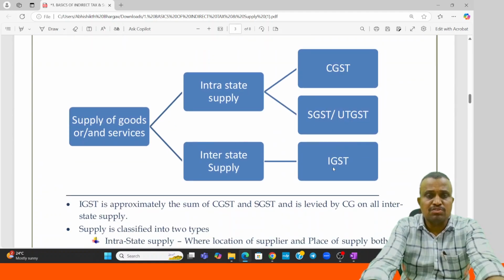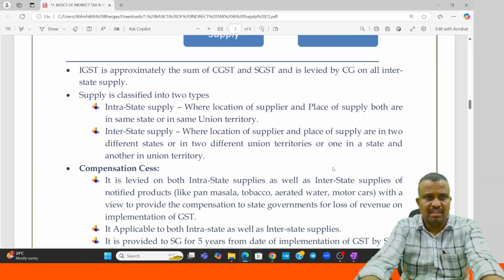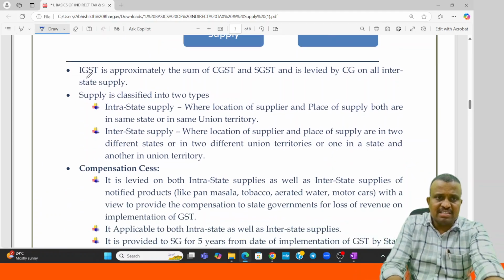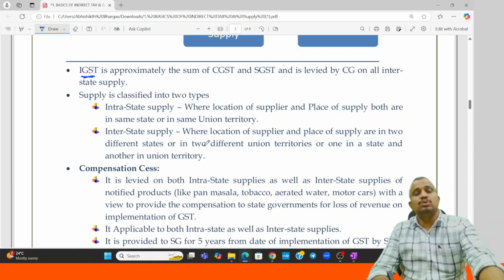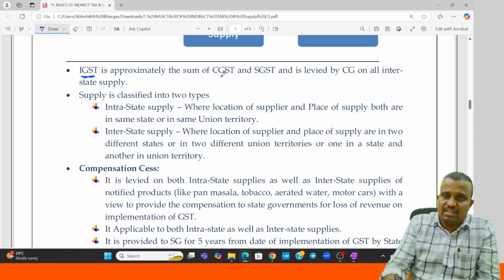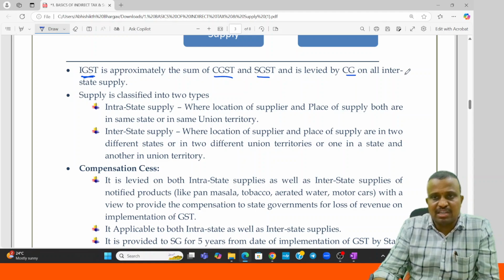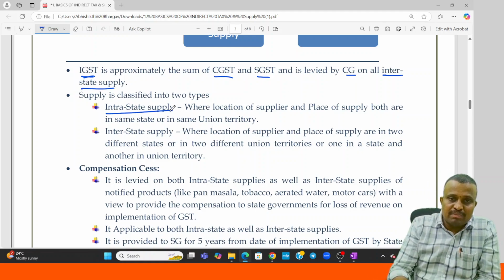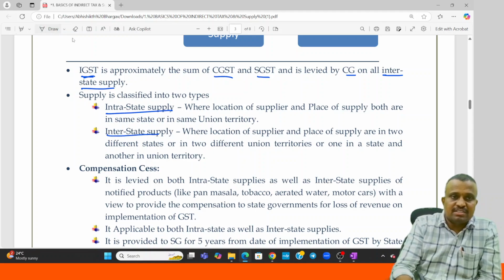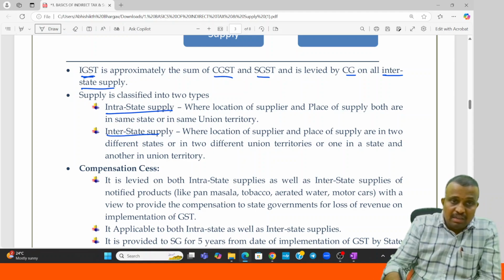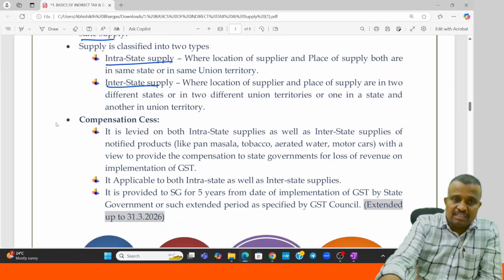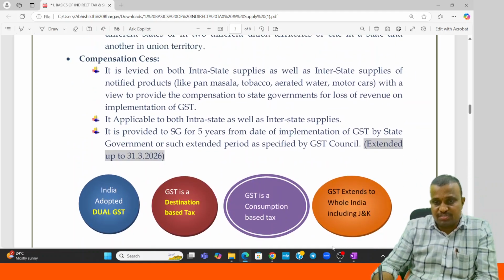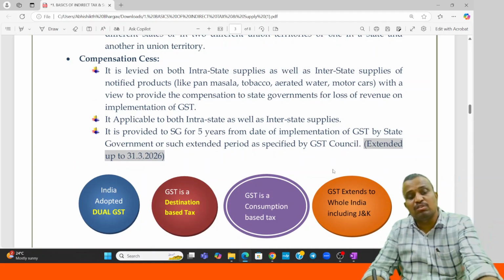Okay. So intrastate and interstate. Here IGST stands for Integrated Goods and Service Tax. It is approximately the sum of CGST and SGST and is levied by the central government on all interstate supply. What is meant by intra and what is meant by inter, we discussed. Okay. Then one more component is there, nothing but what? Compensation cess.